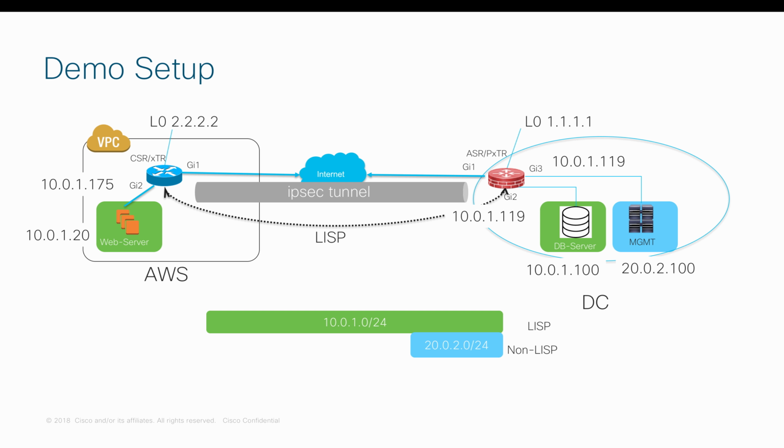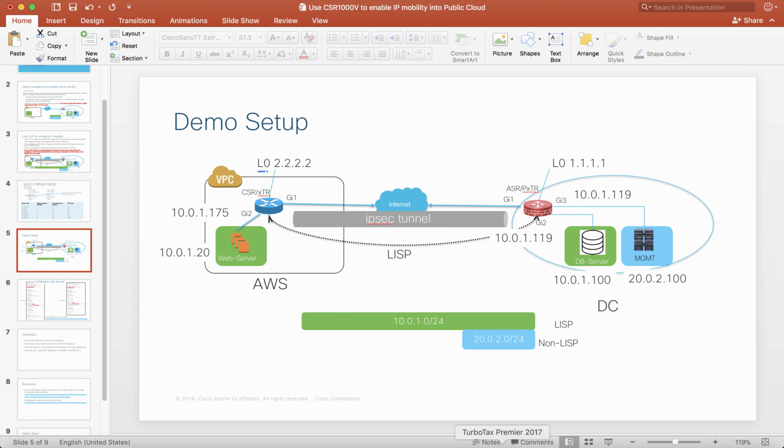So we'll be testing the database server talking to the web server, to make sure the same subnet can talk to each other even if they are dispersed, spread across public cloud and data center. And we'll also demonstrate how the management server can talk to a web server or database server, even if they are in a different location. Okay, so let's take a look at the configuration first.